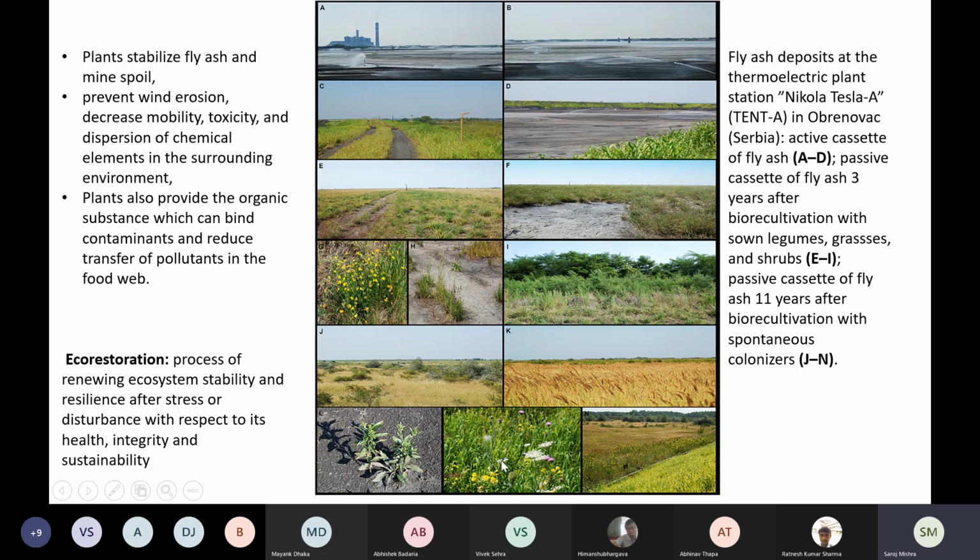Okay, so here you see something which you can call eco restoration. So what is eco restoration? It is a process of renewing the ecosystem's stability and resilience after stress or disturbance, with respect to its health, integrity, and sustainability, etc. Okay, so are you able to see what is the practical application of phytoremediation?